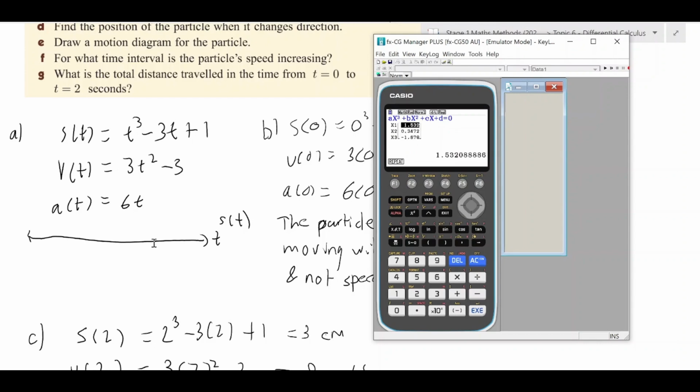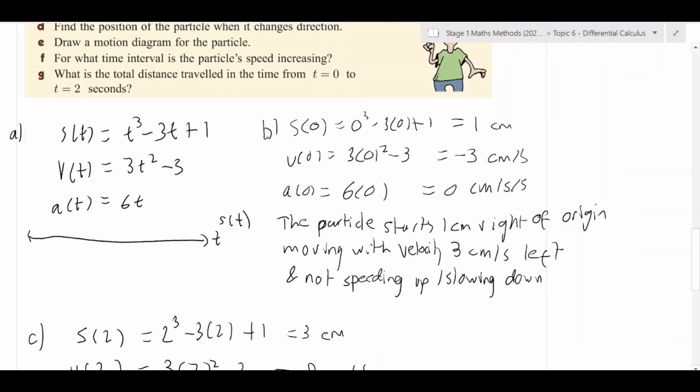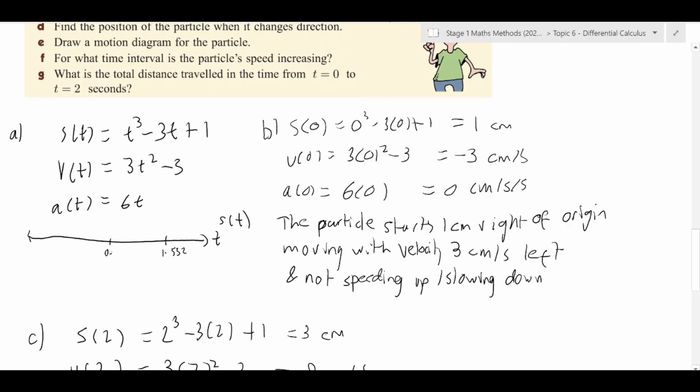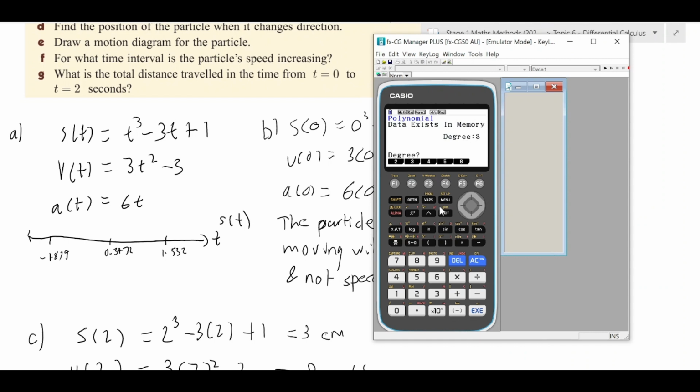1.532, 0.342, and minus 1.879. And probably the easiest way to get the pluses or minuses is literally just to graph the function itself. So back to menu, we'll graph this. X cubed take 3x plus 1.